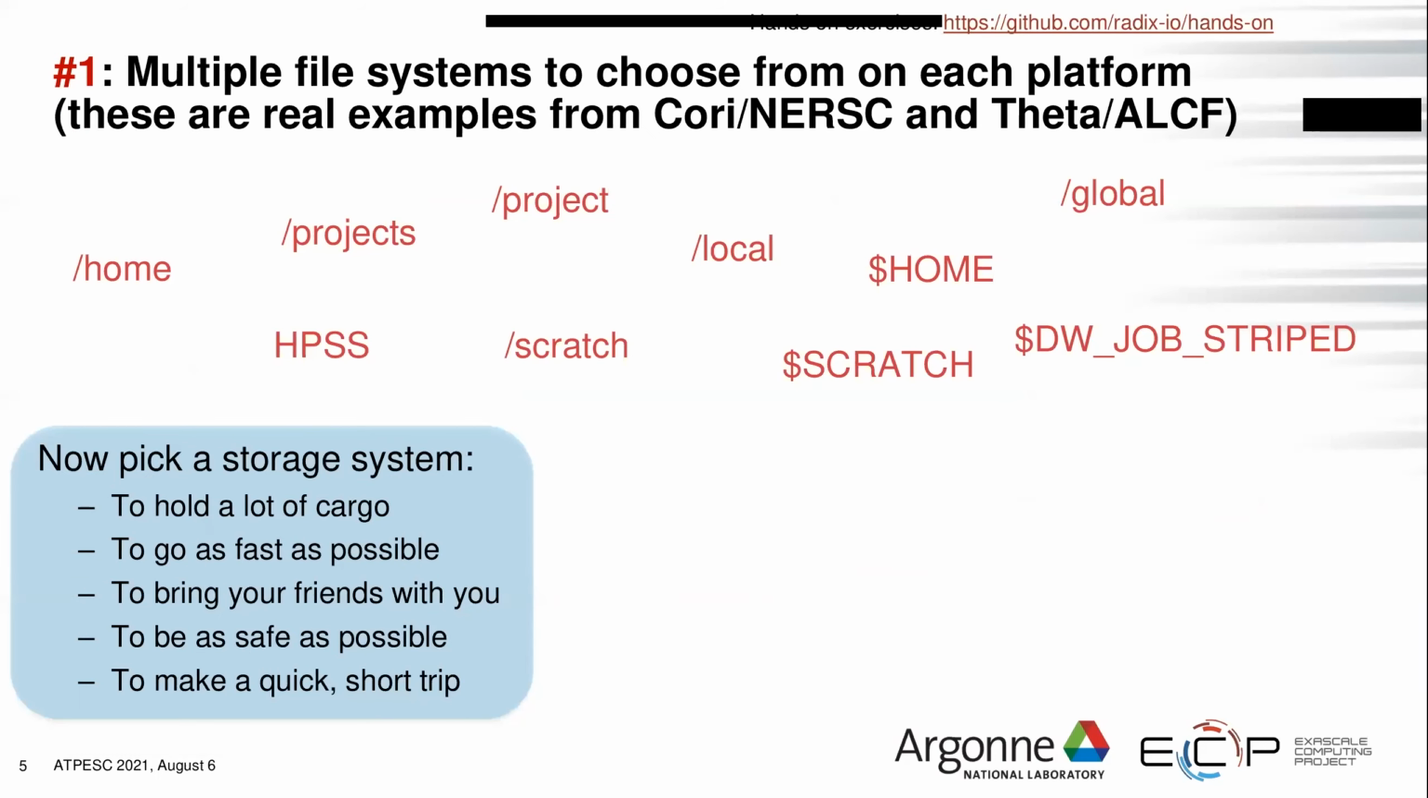If you actually wanted to do this with a file system, though, these are what your options look like. You have all sorts of different names: scratch, environment variables like $scratch, home, projects, all sorts of different things. Now, if you're just looking at that list, do you know how to pick which of these is the best to hold the most cargo, which one's the fastest, which one's the easiest to work with people on, which one's the safest? It's not as obvious as it would be if we were picking a vehicle.